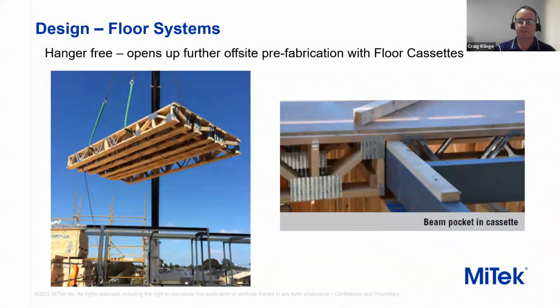So once you go hanger free, it starts opening up new options and further off-site prefabrication by using floor cassettes. Basically what you can do, have the fabricator produce the floor cassettes for you, bring them in, crane them into place, and you basically end up just fixing them in with nominal fixings, utilizing the direct supports, hanger-free options onto beams, straight onto your top plates, and it creates a much faster and more efficient build.